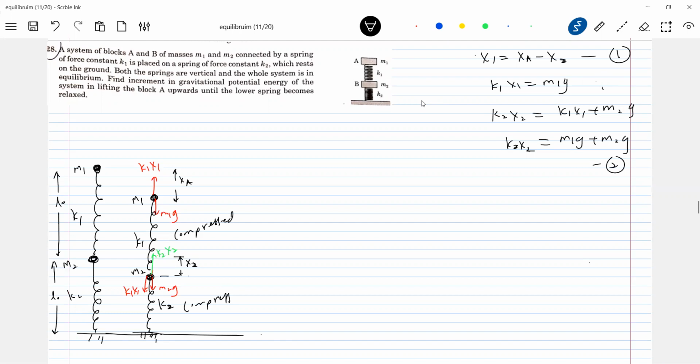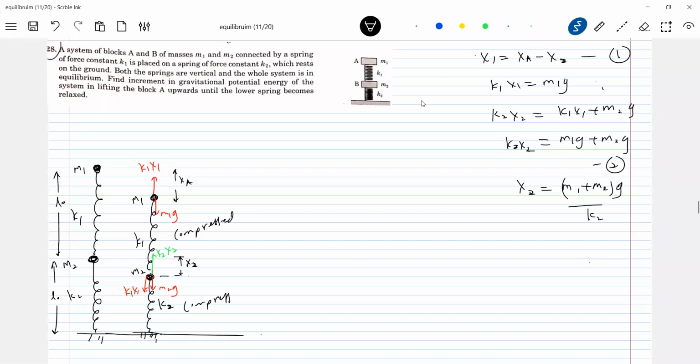What is X2? X2 is equal to (M1 plus M2) G by K2. Keep it. This is the compression again. And what is X1? X1 equals M1 G by K1, that's the compression. And XA minus X2 should be the compression in the spring.